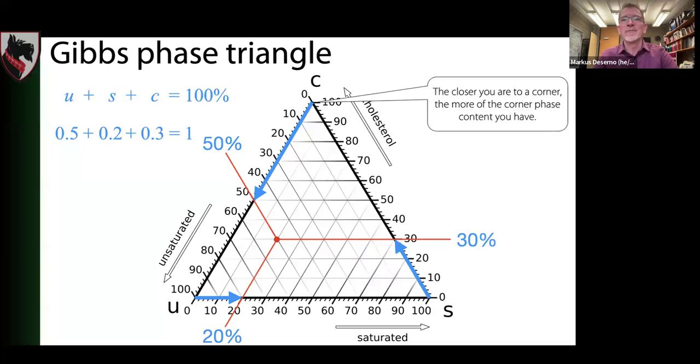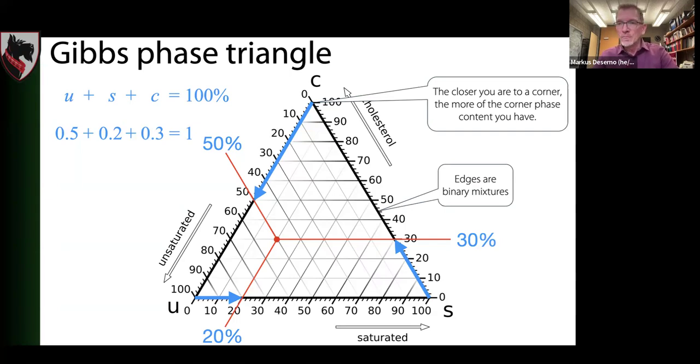It's also useful to know that if you go closer to a corner, the composition gets more and more dominated by whatever is at that corner. And if you go onto one of the sides of the triangle, then what you're looking at is a binary mixture, in this case, for instance, between cholesterol and saturated lipids. Okay, so this is how we plot it.